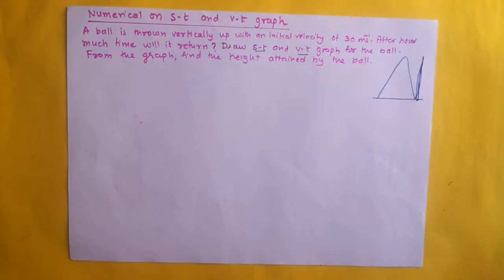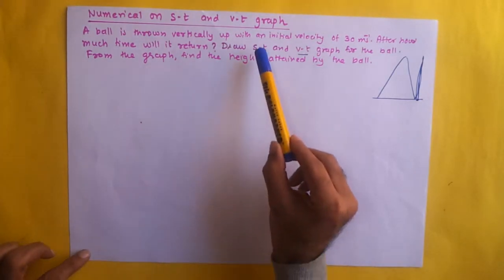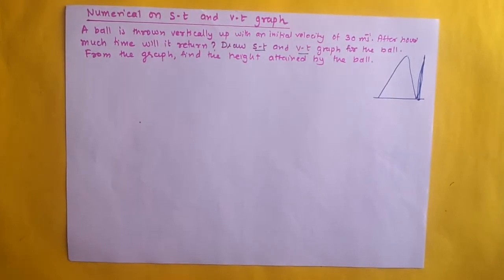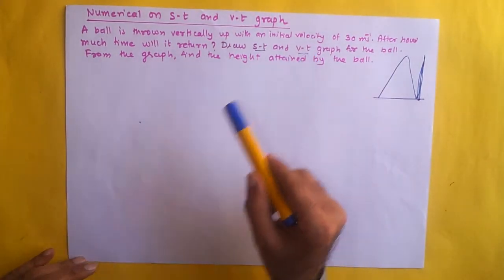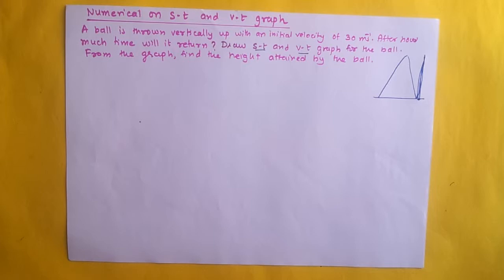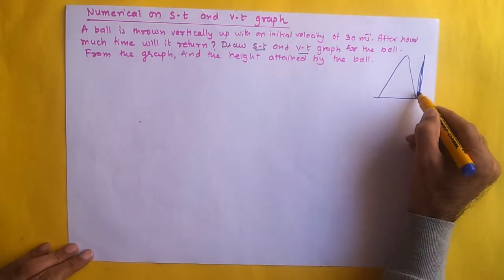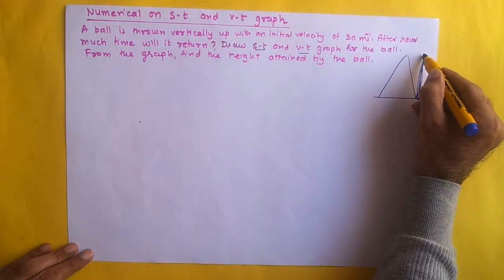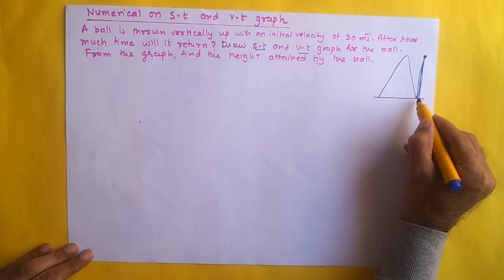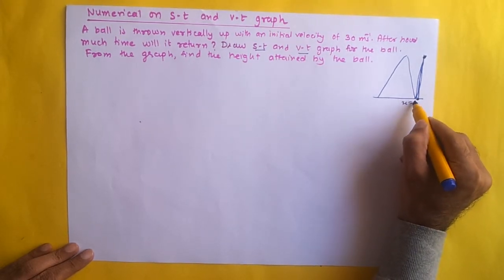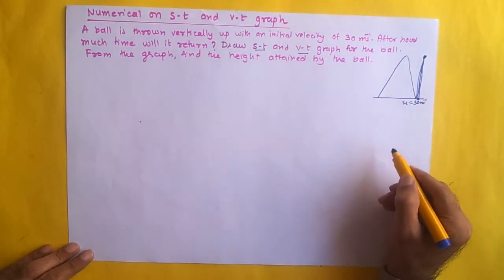What we will do is, in the first part of the video, I'll demonstrate how to draw the ST graph for this, and in the second part maybe we will look at the VT graph and find the height attained by the ball. Right. So as I said, the ball is going up, reaches a maximum height and comes down. When it is at its initial position, its velocity u is 30 meters per second.